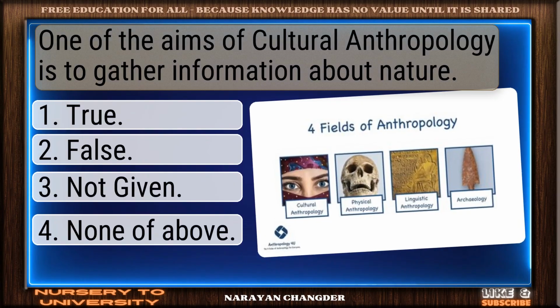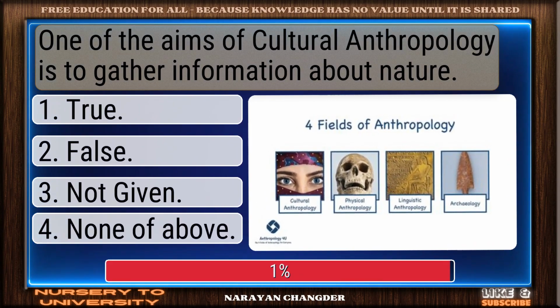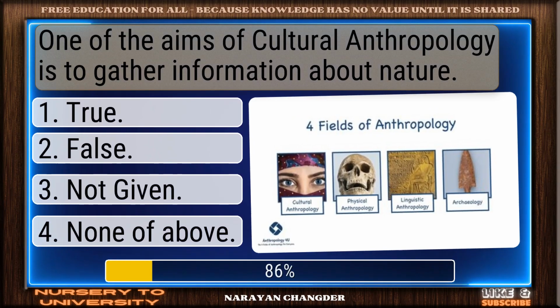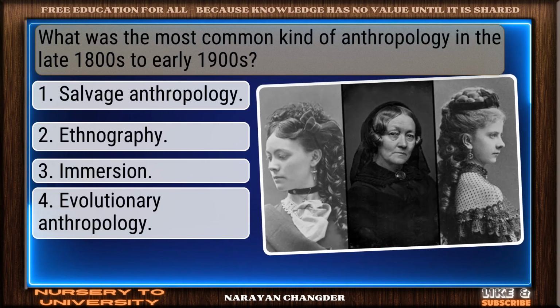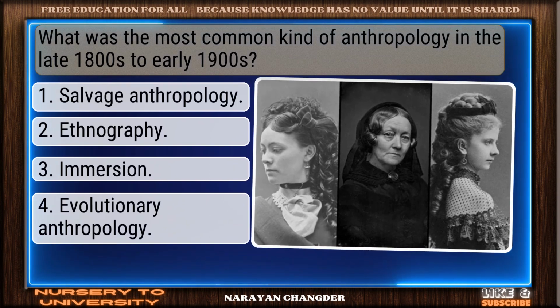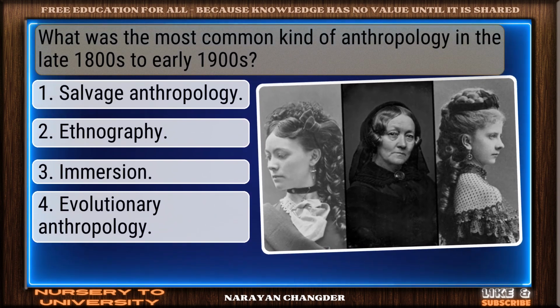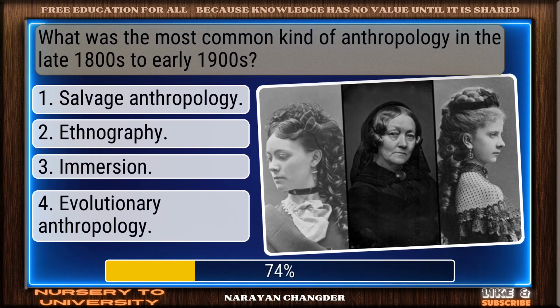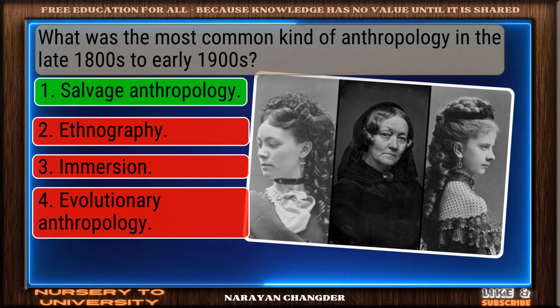One of the aims of cultural anthropology is to gather information about nature. Perfect. False is the correct choice. What was the most common kind of anthropology in the late 1800s to early 1900s? Right choice. Salvage anthropology is the best answer.